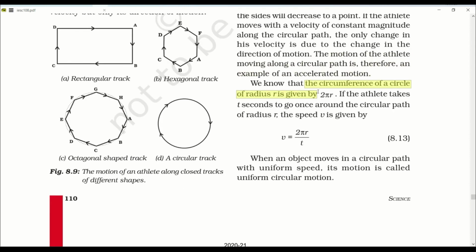The circumference of the circle of radius r is given by 2 pi r, and if the athlete goes around in t seconds, the speed is equal to 2 pi r upon t. So when an object moves in a circular path with uniform speed, its motion is called uniform circular motion.